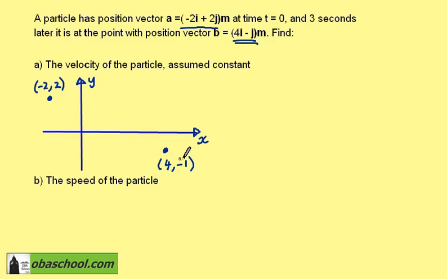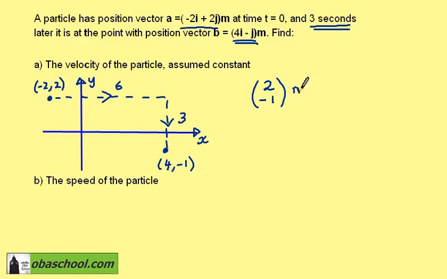However, if we look at the components of this vector, the particle has moved across to the right and then downwards. And if we look at the coordinates, we can see it's moved to the right by 6 units and downwards by 3 units. It did this in 3 seconds, and the velocity is assumed constant. Therefore, in each second, it will have gone to the right by 2 and downwards by 1. And since this is a velocity, the units are meters per second.